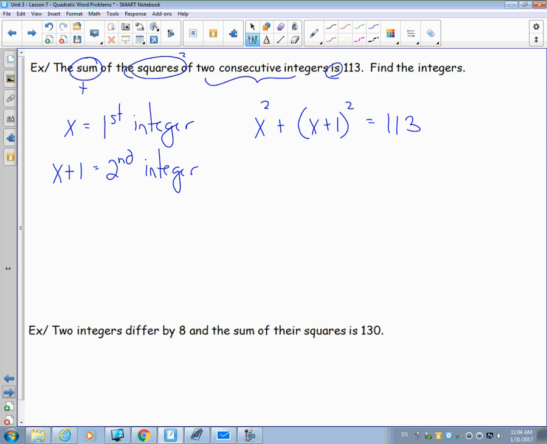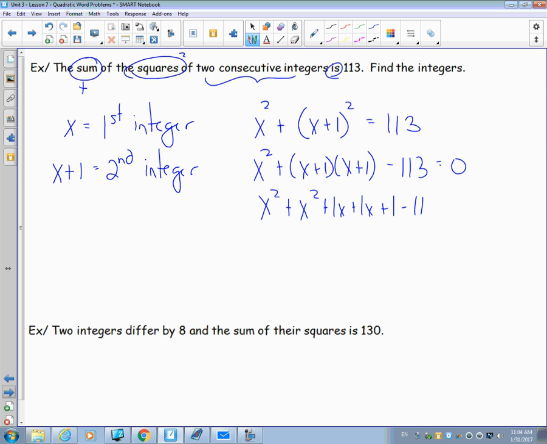So let's get rid of our brackets. Write them out twice. I want to make it equal to 0, so I'm going to bring the 113 over. I'm going to do some FOIL. I'm going to collect my like terms. So 2x squared plus 2x minus 112 now. And that's ready to be solved. Standard form equal to 0.